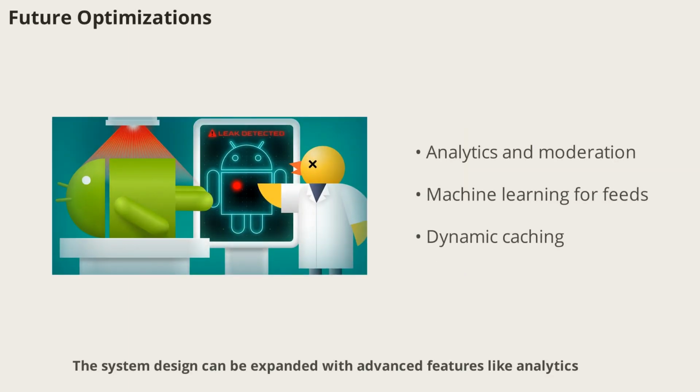System design can be expanded with advanced features like analytics, content moderation, and A/B testing. Machine learning can be applied for feed ranking and dynamic caching, further enhancing performance and personalization. These optimizations keep Twitter at the forefront of innovation and user engagement.